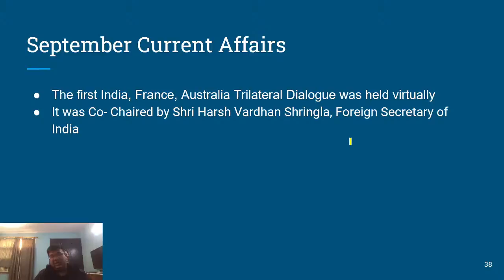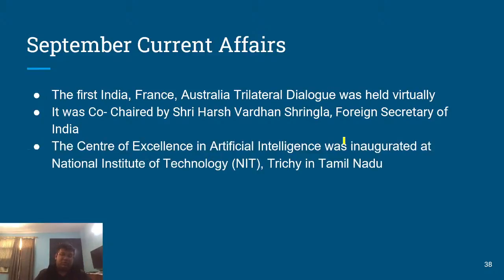Foreign Secretary basically means the highest ranking bureaucrat within the External Affairs Ministry, somebody who reports straight to the Foreign Minister or the External Affairs Minister. If I'm not wrong, Mr. Jaishankar, who's the present Foreign Minister, he held this post not so long back.